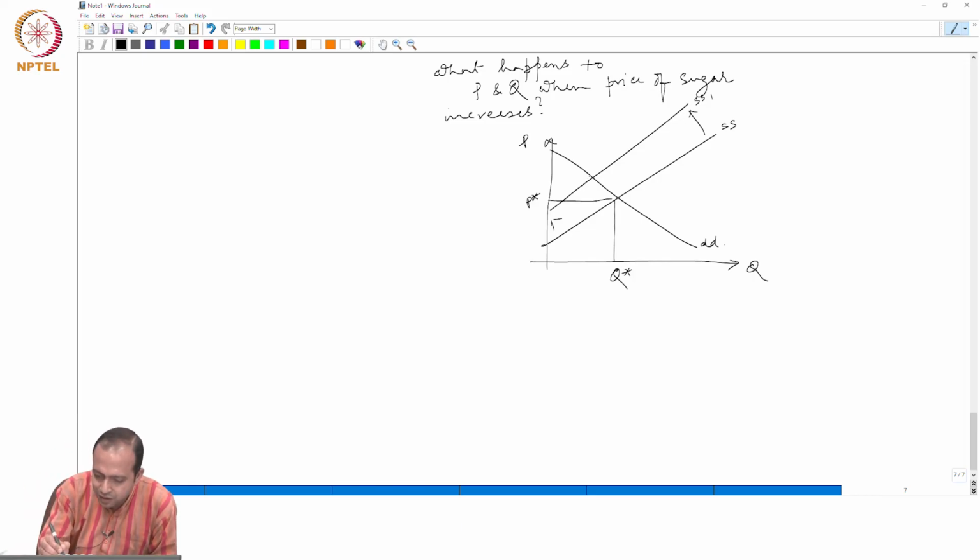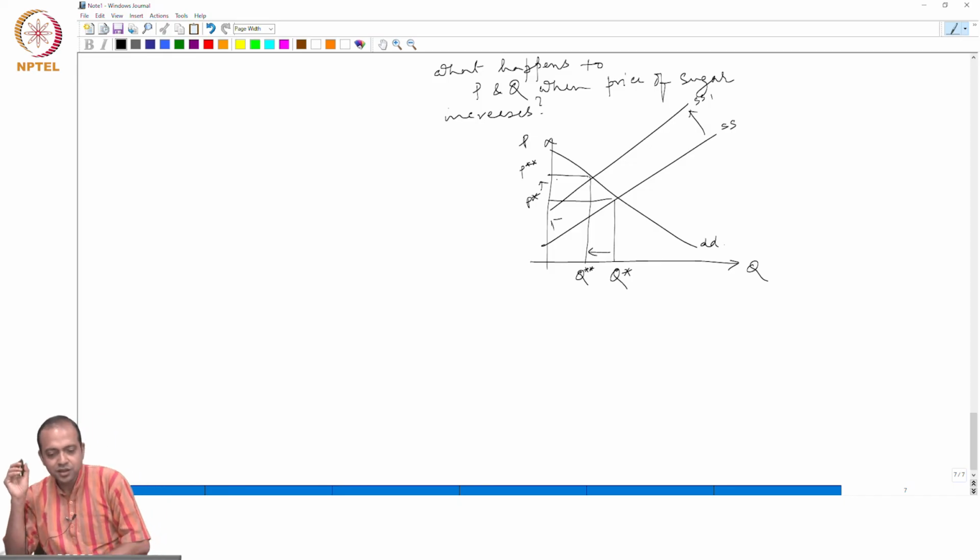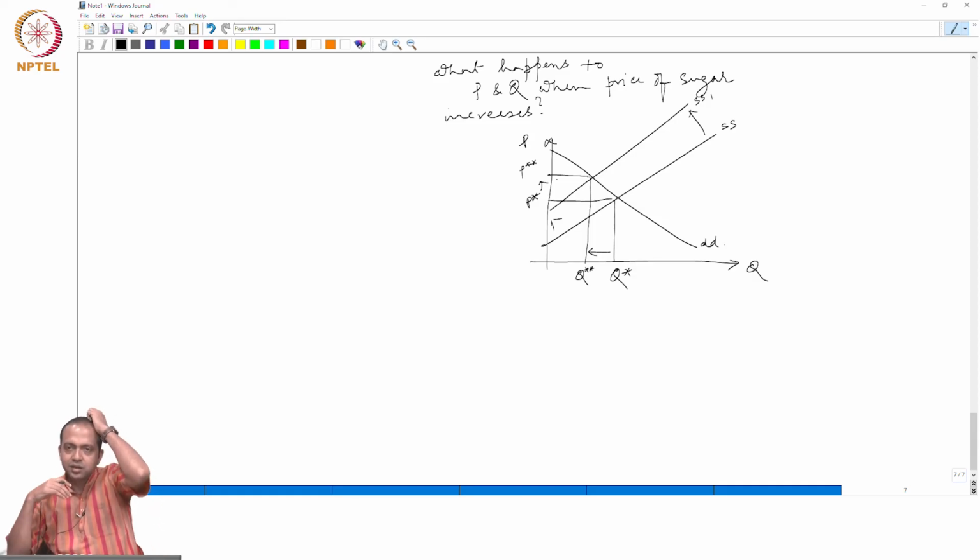That means what is happening here? At equilibrium then, quantity demanded and supplied falls and price increases. Obviously, when there is less supply, then what will happen? The price will increase in the market. Okay, initial equilibrium was P star and Q star. Now, as a result of cost of production having increased due to change in price of sugar, we see that equilibrium price has increased and quantity has decreased.